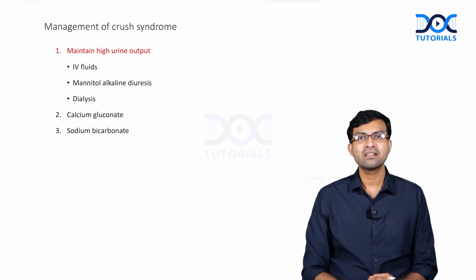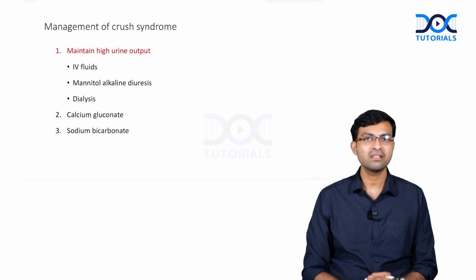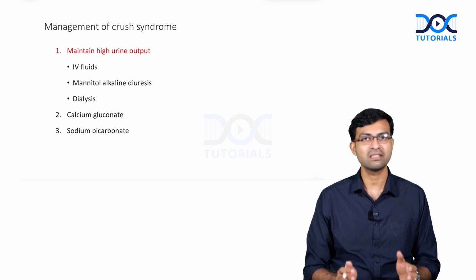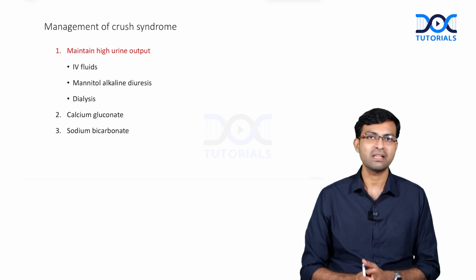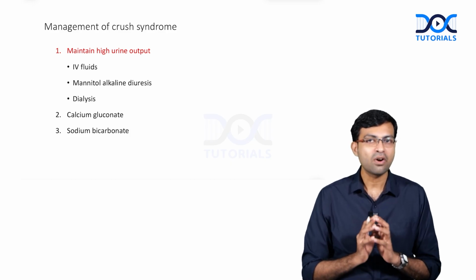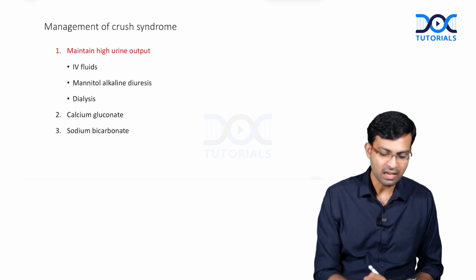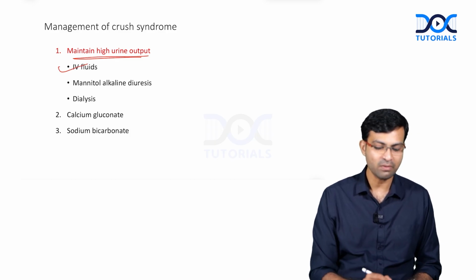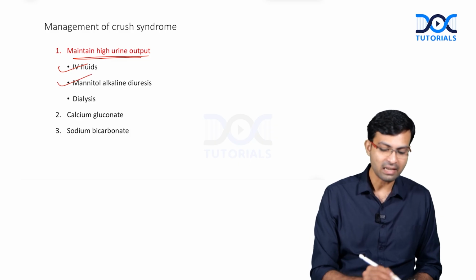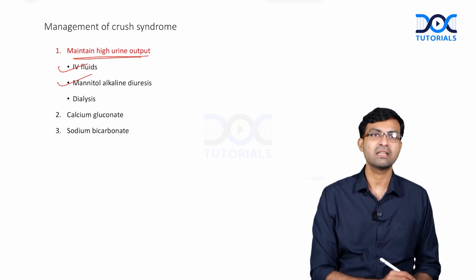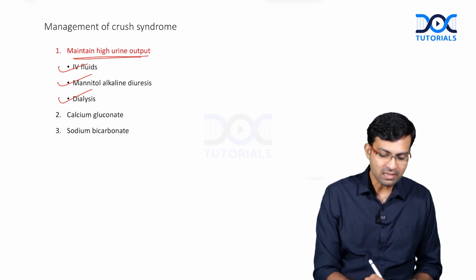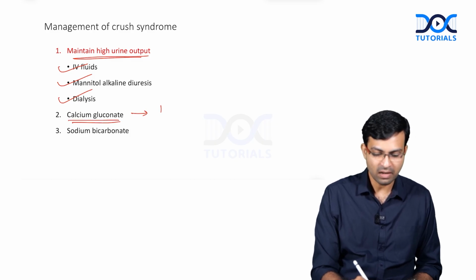Now, how do you manage crush syndrome? Remember, crush syndrome is primarily a nephro problem. It is treated by a nephrologist and not by an orthopedic surgeon. The basic concept here is to maintain a high urine output. How can you achieve this? The kidney is going to shut down, isn't it? You can do it by giving IV fluids, mannitol, alkaline diuresis, and if the kidneys are already malfunctioning, you can start dialysis. And calcium gluconate is given for what? For hypocalcemia.